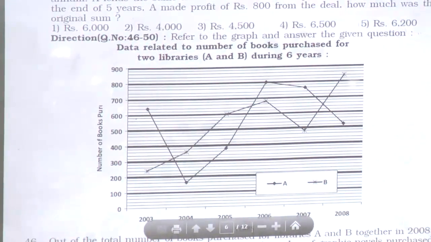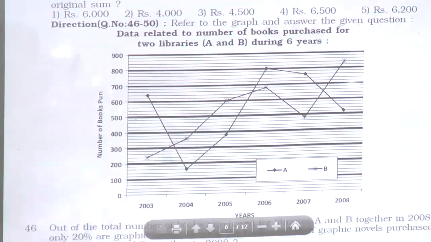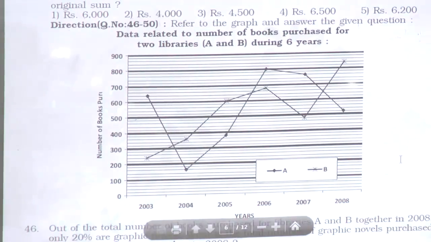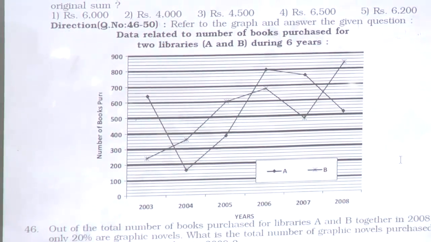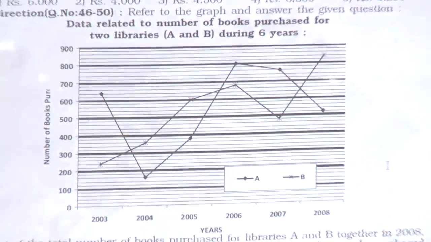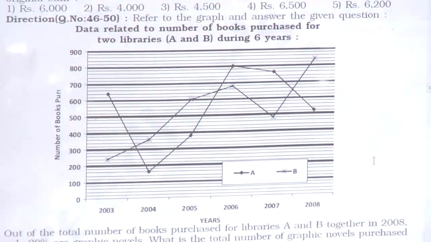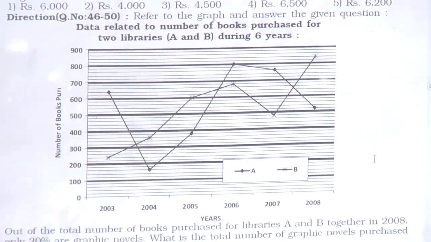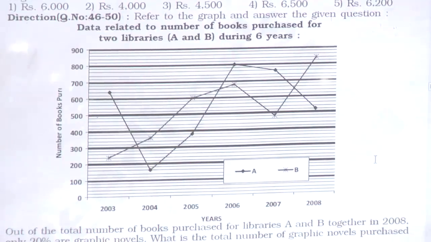46 to 50. Right, data related to the number of books purchased for 2 libraries A and B during 6 years.